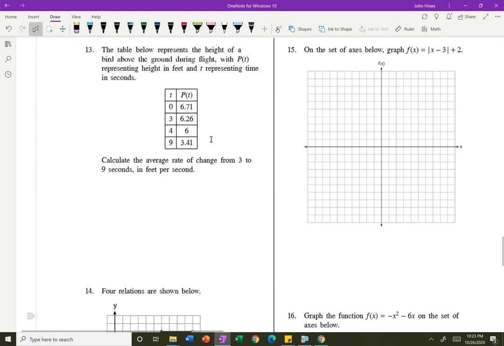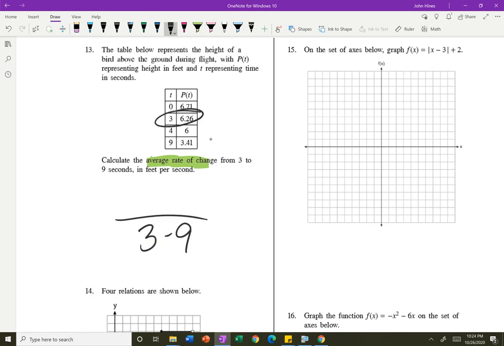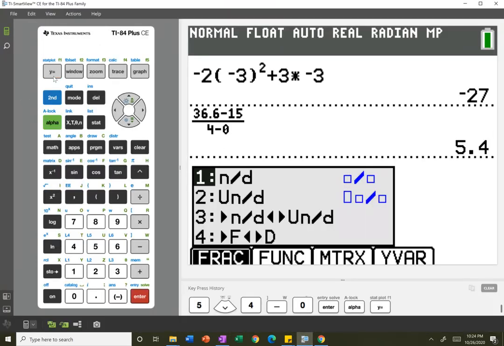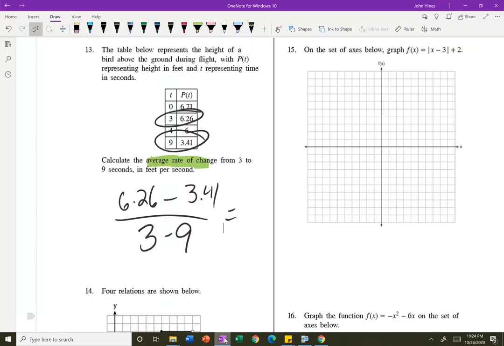Calculate the average rate of change. Same thing, we're finding slope again. We're finding slope, the average rate of change from 3 to 9. So 3 minus 9. I need the 3 value and the 9 value. So 6.26 goes with the 3, minus 3.41 goes with the 9. And then I just type that whole ratio into my calculator. I'm going to make a fraction. I cheated there.